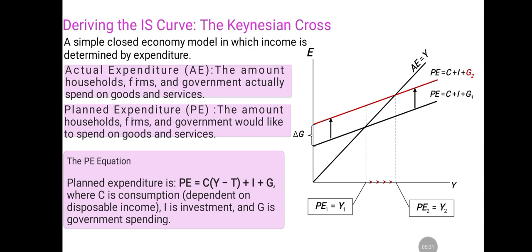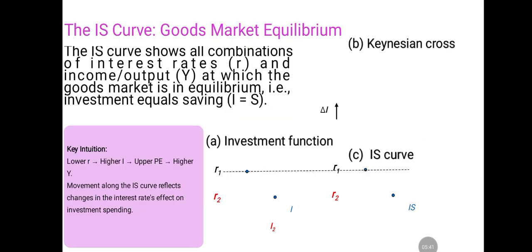The planned expenditure curve is shifted by the government expenditure as well as by changing the investment. So, a change in government expenditure causes a change in income. When the government expenditure declines, the planned expenditure curve shifts downward. Now, by using the Keynesian cross, the IS curve is derived by using the investment function.